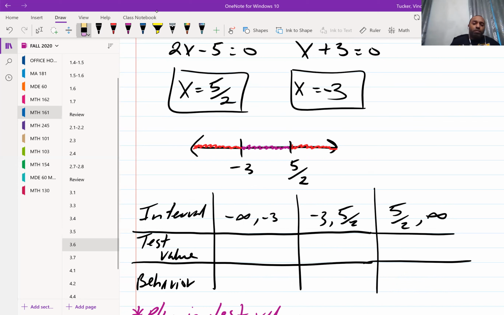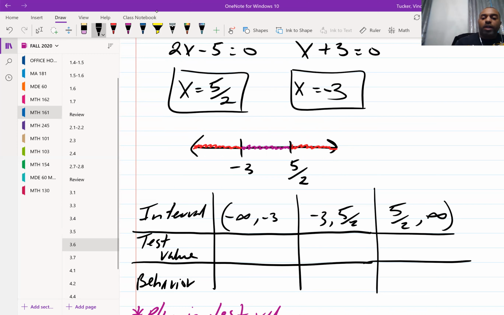All right. So you want to set up this chart to help you figure out what the answer would be for you. Like I mentioned, the first interval is negative infinity to negative 3. Second interval, negative 3 to 5 over 2. Then the third interval, 5 over 2 to positive infinity. Now we note that on our infinity signs, we always use parentheses.